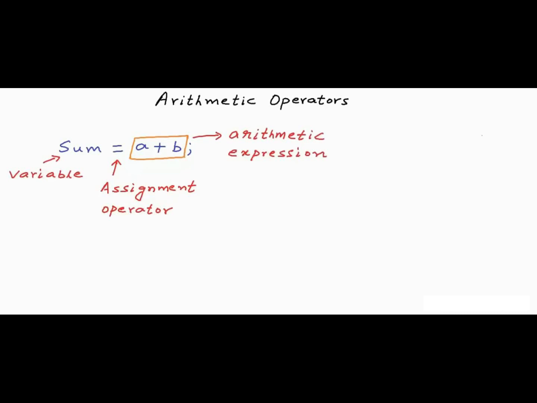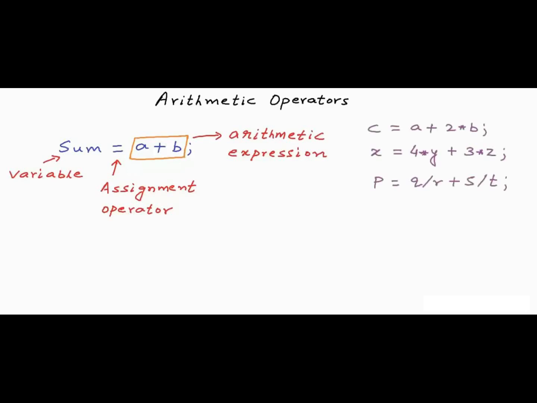On the right, we can have a constant, a variable, or an expression. Here we have an arithmetic expression, and we have a really simple arithmetic expression here. We could have a really complex one with multiple constants, variables, and operators.